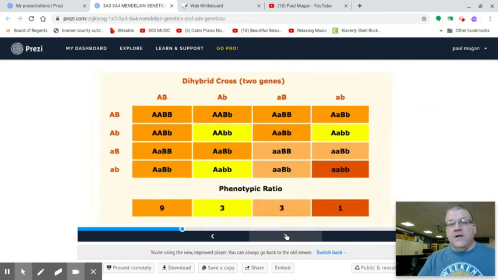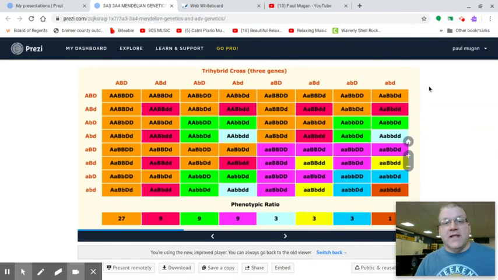And if you were to take that to the next level, let's take that to the trihybrid. Certainly you could FOIL that out as well and come up with the phenotypic ratio for that trihybrid cross. So once again, Mother Nature writes a beautiful poem in the language of mathematics.